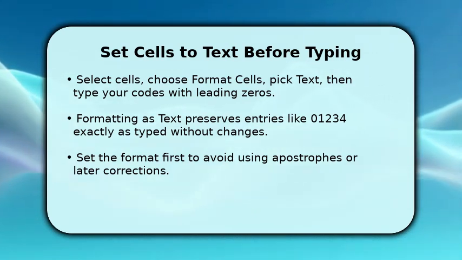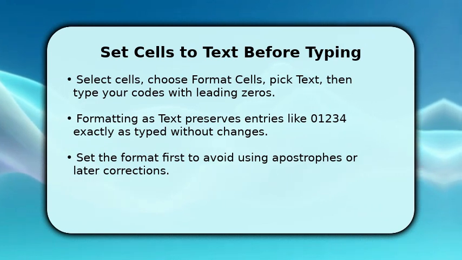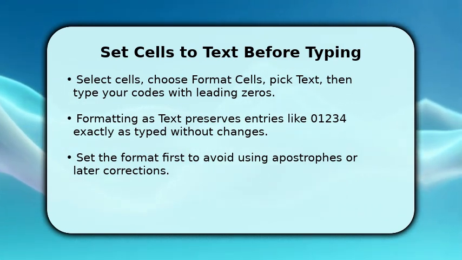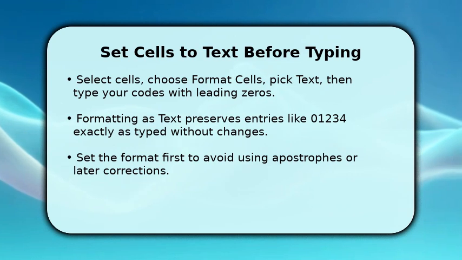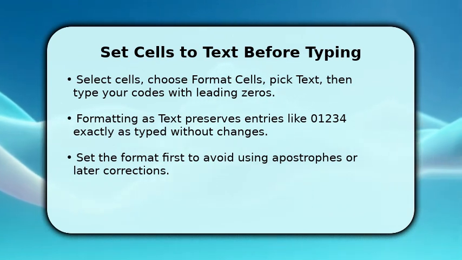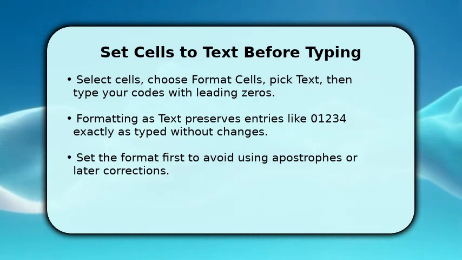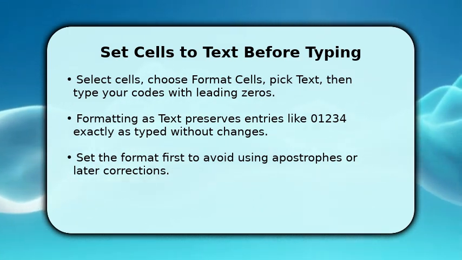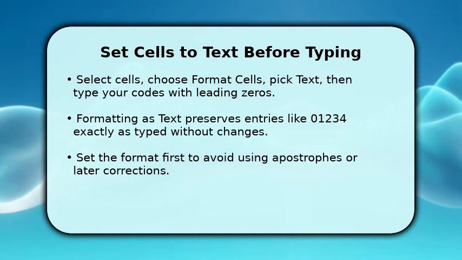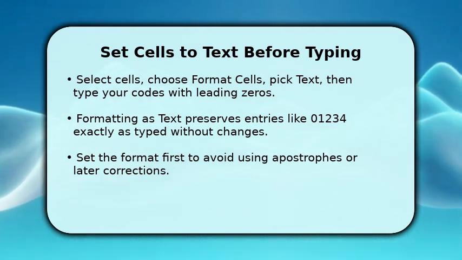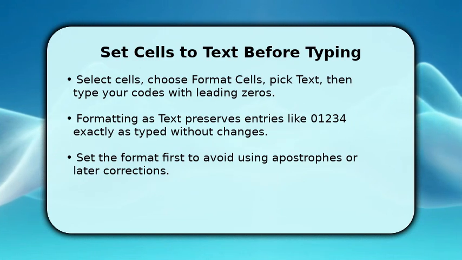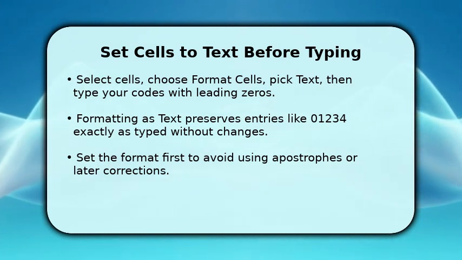First, select the target cells or entire column that will hold codes. Next, open Format Cells, choose Text, and confirm the change for those cells. Now type values like 01234 and Excel will preserve the leading zero exactly as entered. This prevents later correction work and keeps data integrity for ZIP codes and product ID. Formatting first is the correct and dependable approach.